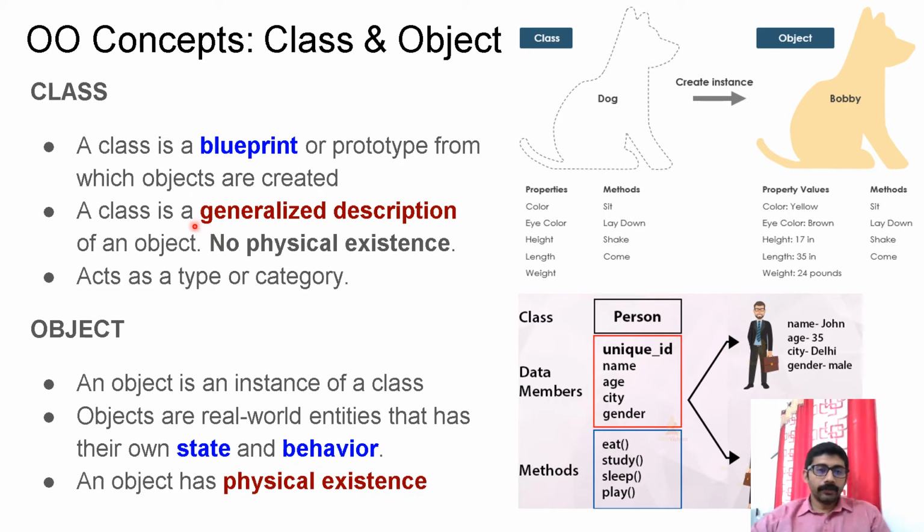In UML, we already learned the basic concepts of class and object. A class is a blueprint or a prototype from which objects are created. A class is a generalized description of an object. Class is not a physically existing thing. It is a type, acts as a type or category. Whereas object is nothing but an instance of a class. Objects are real world entities that have their own state and behavior. An object has physical existence. This is what we learned in UML.